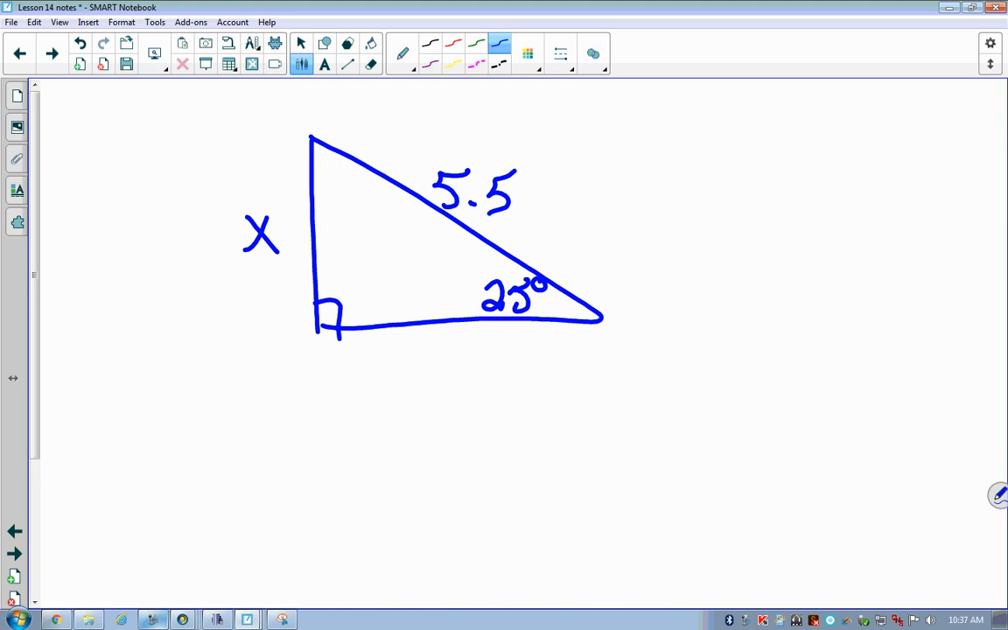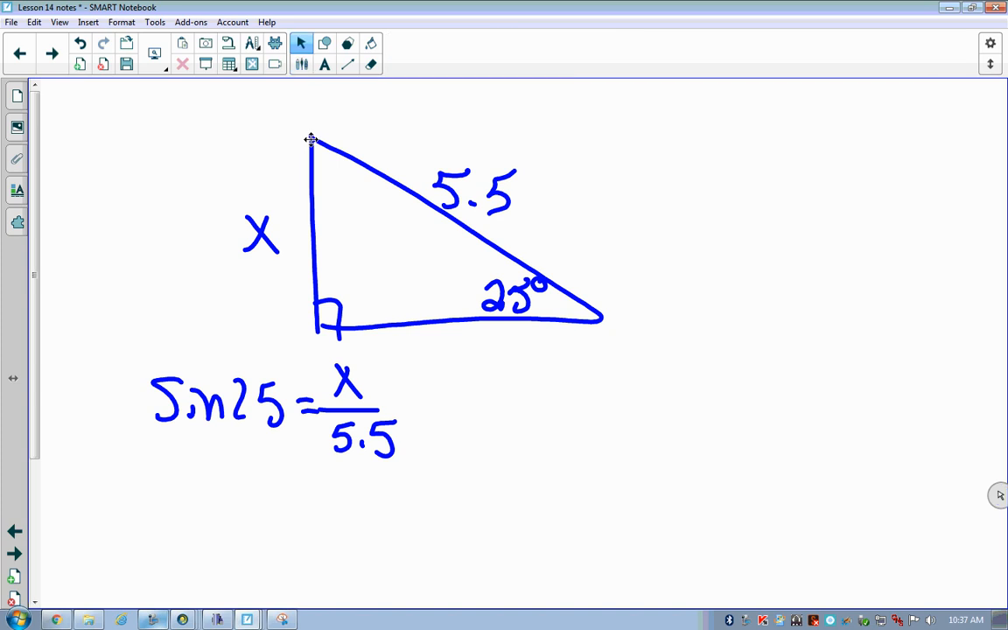Again, it's opposite over hypotenuse. We're just looking at it a little bit differently, so it's still a sine function. So sine 25 equals x over 5.5. All I have to do is multiply sine 25 by 5.5, and that should give me my answer of 2.32. Number 5 is just like number 3, so we're going to move on.